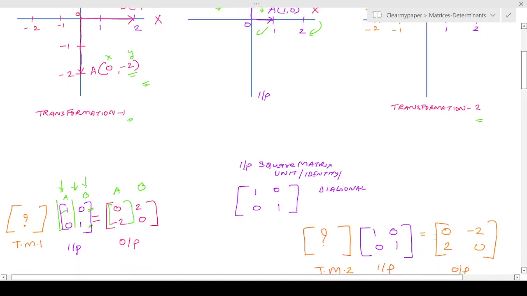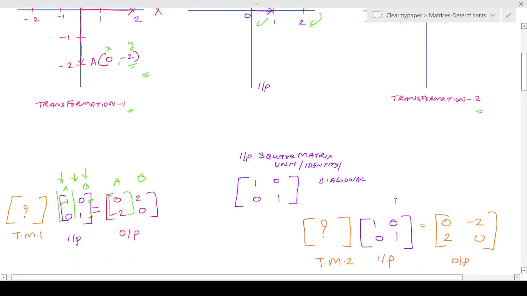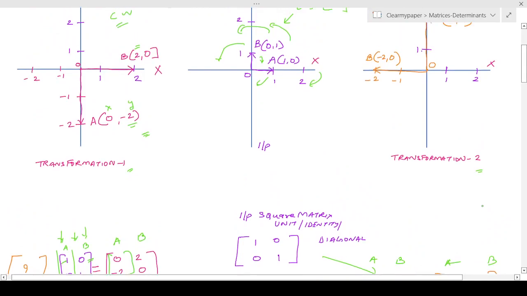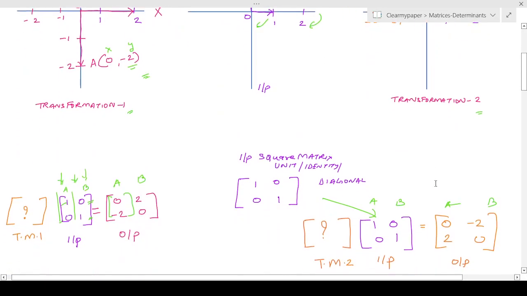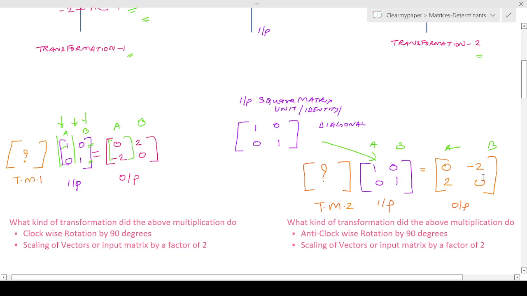Same way over here, this is the same input matrix I'm taking, A and B, and this is the output for A and B. But the coordinates are different: because A is going along the y-axis, it has become 0 and 2, and B has the coordinates -2 and 0. That's what I've represented here by a column matrix.